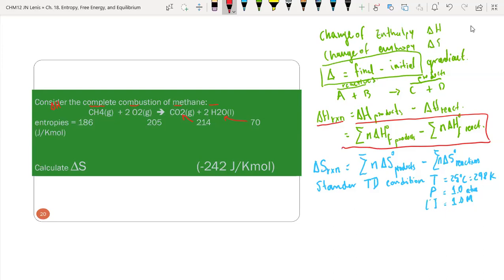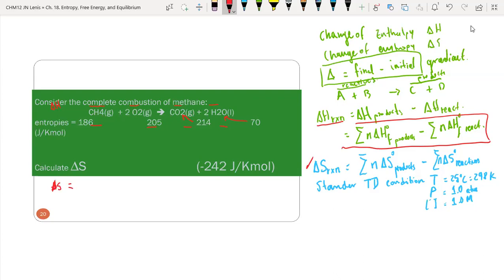And now we are going to use the entropy. So you put a row here, here, here, and here. And then you can proceed to do your calculation. So let's calculate delta S. Delta S equals, and we are going to use this one, the sum of n entropies of products.